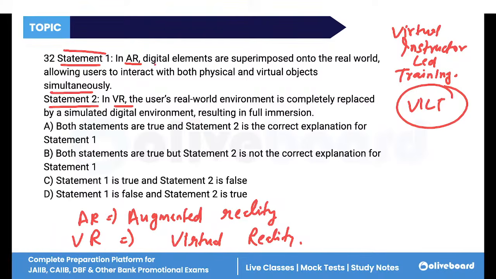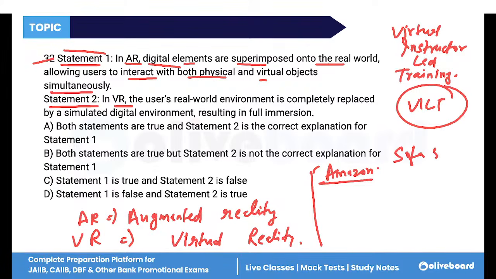AR is the real world with digital elements. What are digital elements, like phone, tablet? These are your digital elements, superimposed into the real world, allowing users to interact with both physical and virtual objects. Now, what is augmented reality? I'll give you an example. When you visit Amazon and suppose you want to purchase a sofa set for your house, when you are seeing the images, there is one camera-like image there. It will show you how that sofa will actually look in your home.